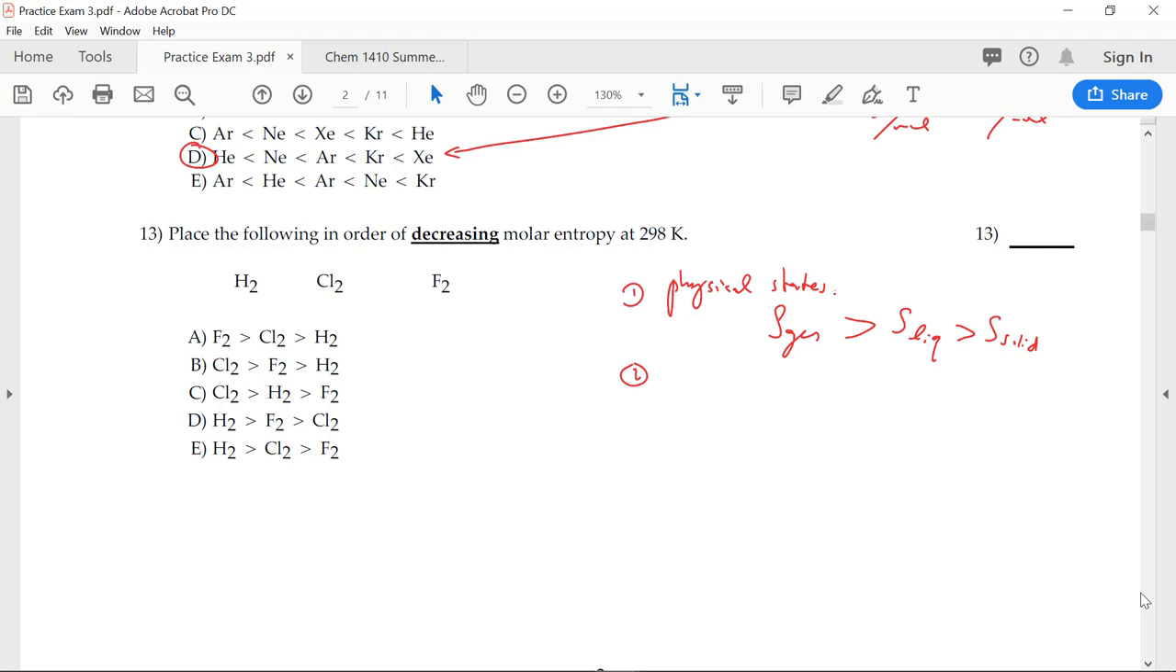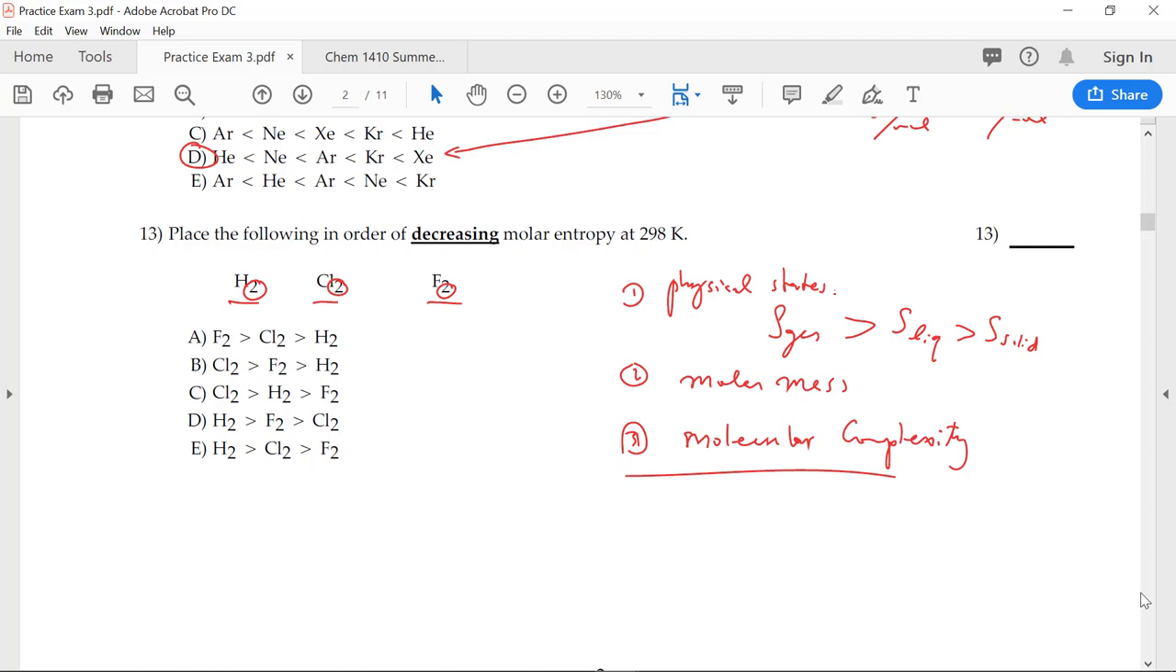In the second one, you have the molar mass factor. The greater the molar mass, the greater the entropy. Now the third one is the molecular complexity. For molecules of about the same molar masses, the more atoms you have inside that molecule, the more complex that molecule is. That means the entropy for that more complex molecule is expected to be higher. When you look at this series of molecules over here, they are all diatomic, which means the molecular complexity is about the same.